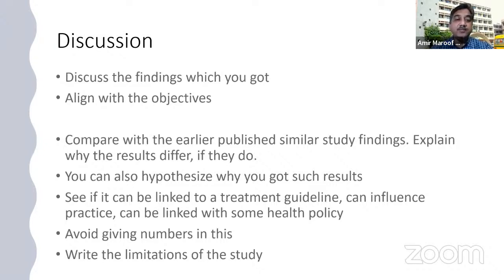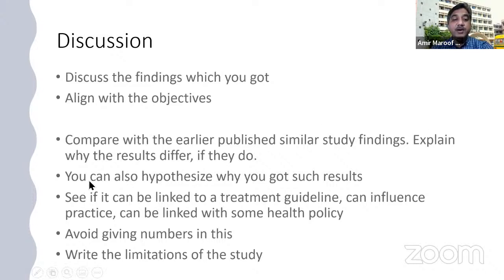Whatever explanation you are writing, it is good if you can link your results and findings to the treatment guidelines. As what we see, it supports a particular policy, supports a particular guideline, or it goes against a particular guideline. So we need to think about that. If you can relate to your clinical practice, to the treatment guidelines, or to certain health policy, then it is better. In the discussion section, you can do that.